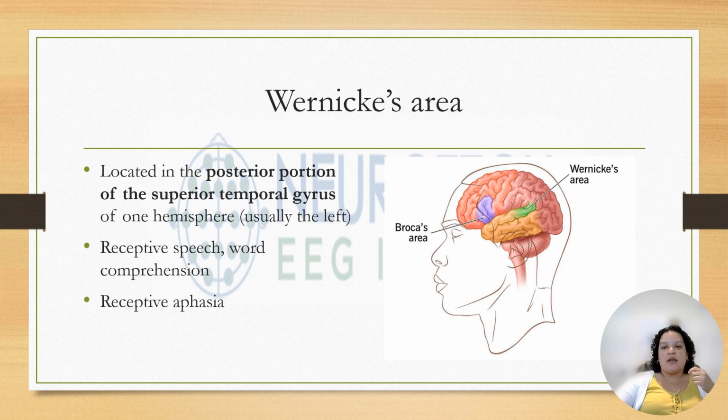Now, Wernicke's area is going to be laying on the posterior portion of the superior temporal gyrus, also on the left hemisphere most of the time. This is for receptive speech and word comprehension. So what you're hearing, you're understanding it, and what you say makes sense, right? So if this is damaged, then you're going to present with receptive aphasia. You don't understand what people are saying, and you cannot make sense of your own words.